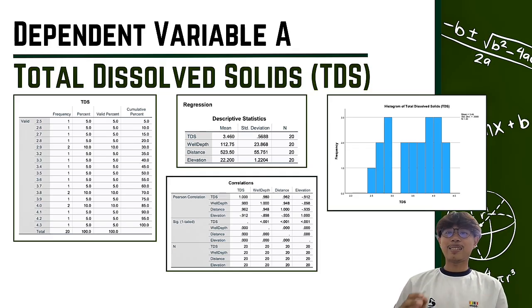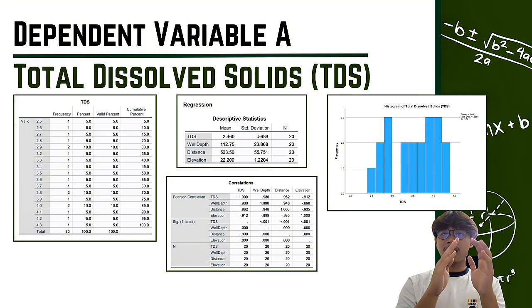In addition, the standard deviation of TDS is 0.56. This relatively small value indicates that the TDS measurements do not vary greatly between the monitoring wells, suggesting a moderate level of consistency in groundwater quality throughout the study area. Based on the histogram produced in SPSS, most TDS values are concentrated around the mean value of 3.46 mg/L. This indicates that the groundwater quality measurements are relatively balanced and do not show extreme variation.